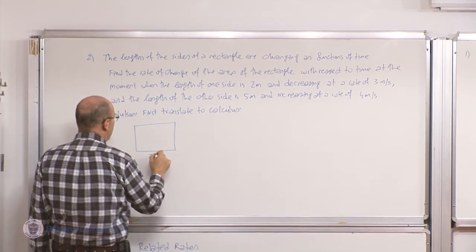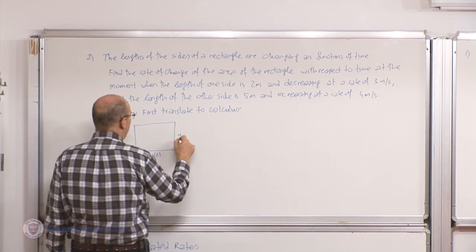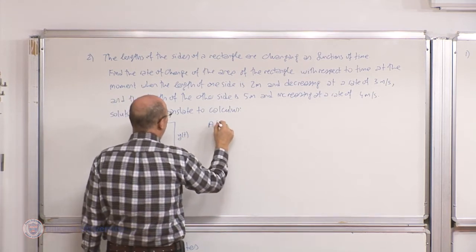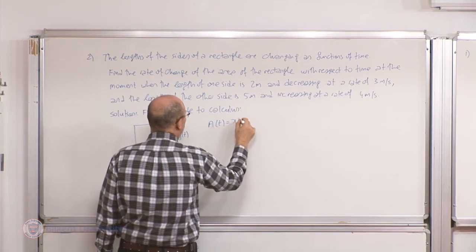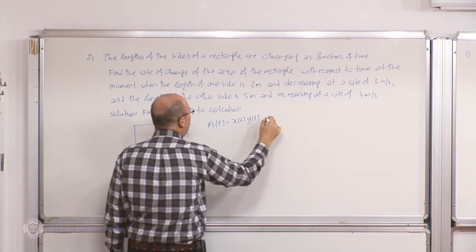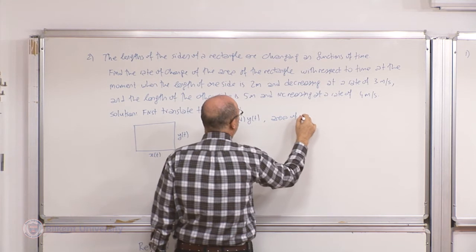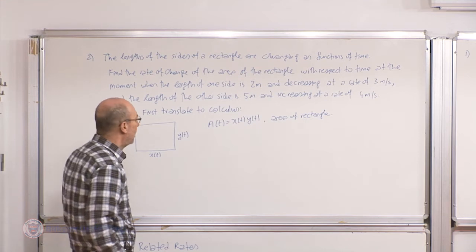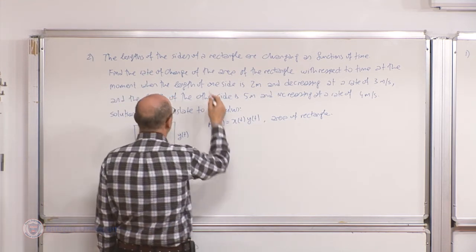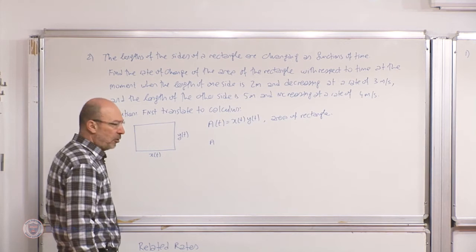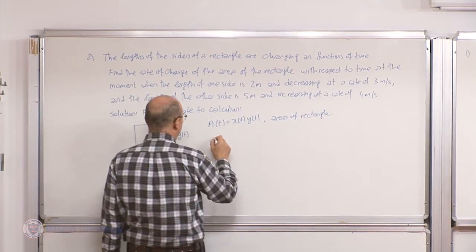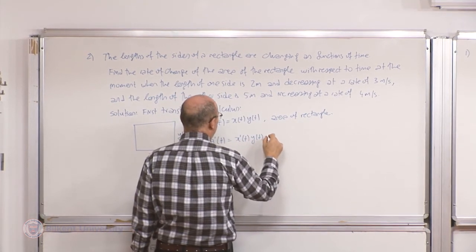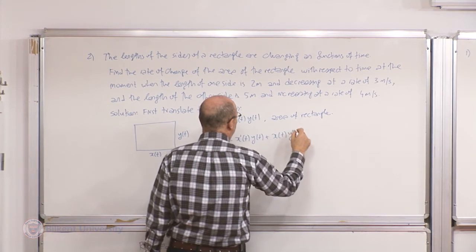Okay, x, it's changing by time, so x of t, y of t. So area of this rectangle is x of t, y of t. Okay, so this is our first equation. Now we take the derivative because in the story rates of change are given. A prime t is equal to x prime t y of t plus x of t y prime t.